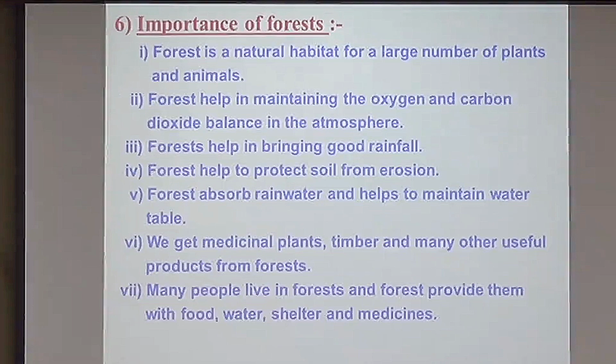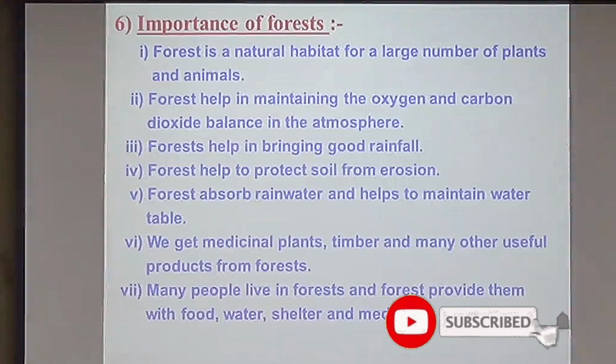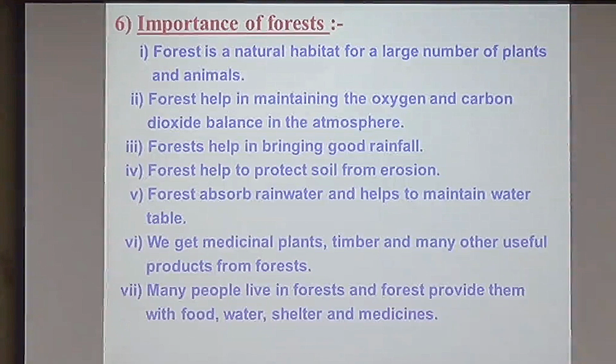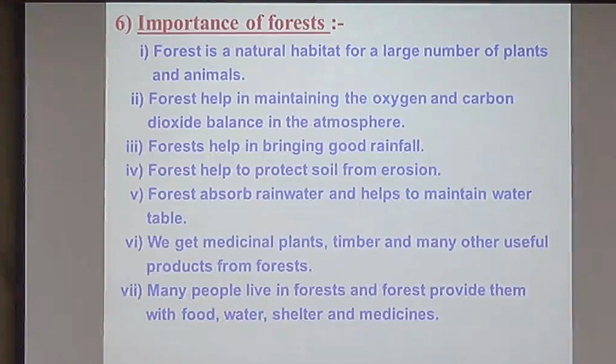Forest absorbs rainwater and helps to maintain the water table, because when they absorb the rainwater, the water goes deep down, the roots keep the water in the water table, thereby maintaining the balance of water. We get medicinal plants, timber and many other useful products from the forest. Many people live in forest and forests provide them with food, water, shelter and medicines. Therefore, there are many important uses of the forest. We should protect our forest for our own use.